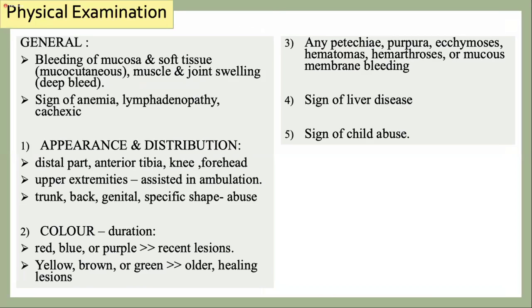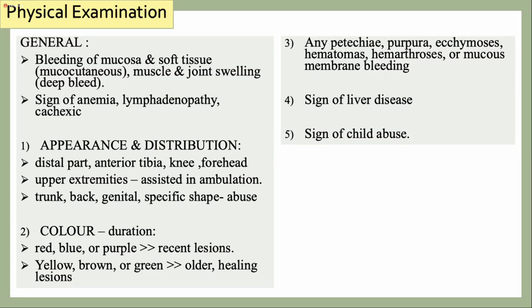Okay, moving on to the physical examination. For general inspection, we expect to find any types of bleeding, whether it's mucosa or soft tissue, that could indicate a mucocutaneous bleed. Usually, if the bleeding is mucocutaneous, it indicates that the problem is with the platelets or with von Willebrand disease. If we see muscle and joint swelling, it indicates a deep bleed, so more towards a severe kind of disorder.